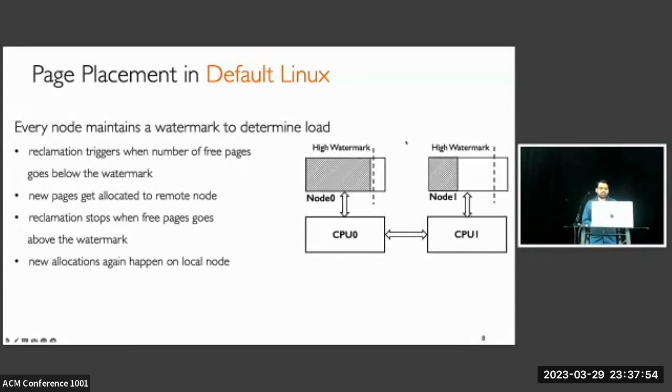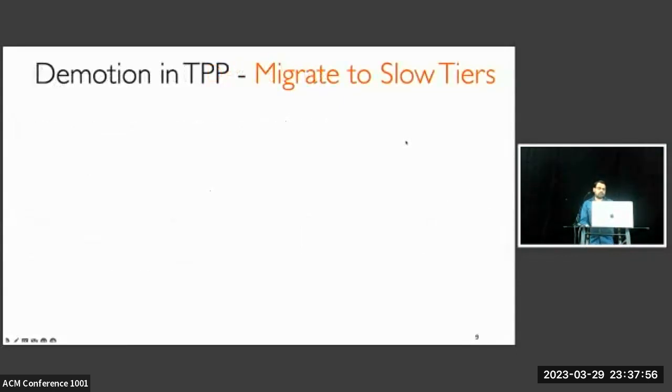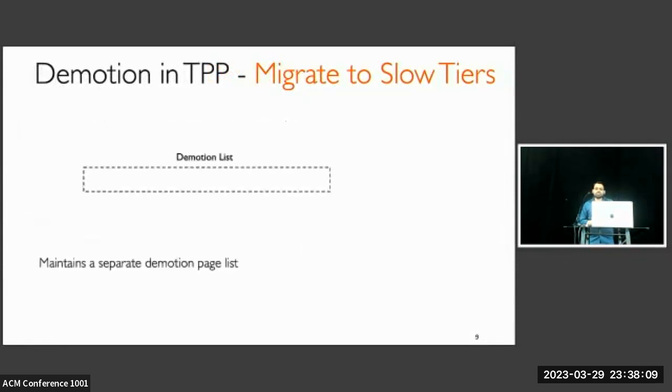And to this regard, TPP initiates a faster demotion path. Instead of paging, TPP allows migration to a remote node during the reclamations, and this is orders of magnitude faster than the paging mechanism. To do so, TPP introduces a demotion list which tracks the inactive and warmer pages of a node.